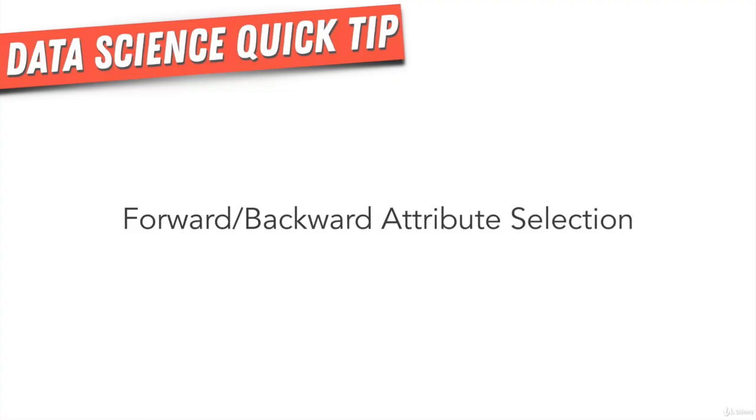What does this mean? Well, we can try training our model using different techniques. Backward attribute selection essentially says train the model on all the attributes and then slowly start taking away attributes or columns to train your model. Does that affect your model? Does it improve the model? Forward attribute selection is the opposite.